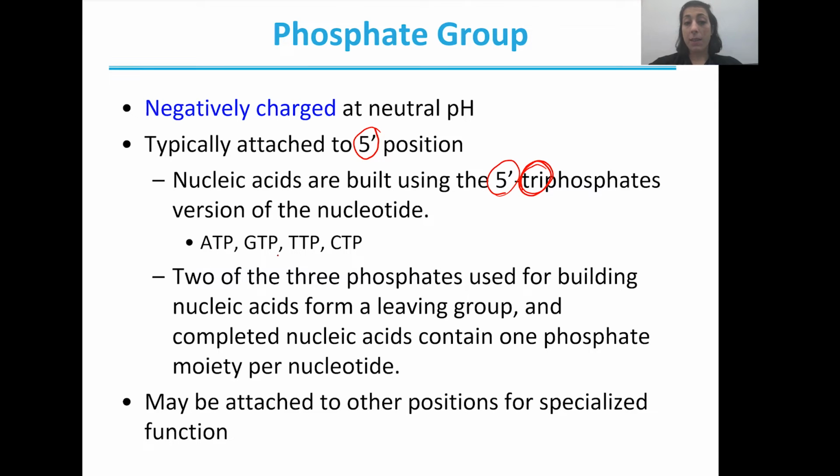And we can have numerous versions of this depending on what our nitrogenous base is. This can be called ATP, GTP, TTP, or CTP. Here, the A, G, T, and C just refers to the nitrogenous base, and TP refers to the fact that it is a triphosphate.